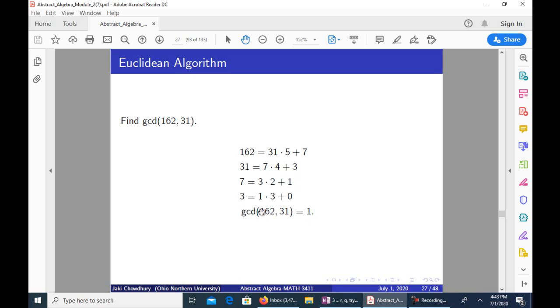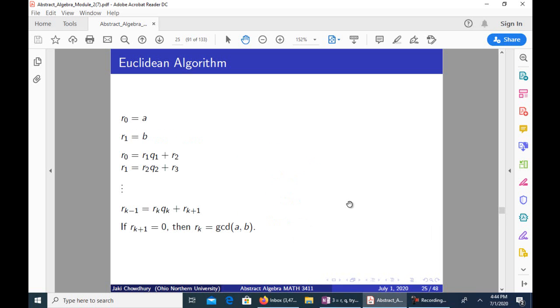The reason is the following. The last equation tells me that the GCD of 1 and 0 is 1, but the GCD of 1 and 0 is the same as the GCD of 1 and 3, so that's 1. The GCD of 1 and 3 is 1, so the GCD of 3 and 7 would be 1. The GCD of 3 and 7 is 1, so the GCD of 7 and 31 would be 1. The GCD of 7 and 31 is 1, so the GCD of 31 and 162 would be 1. So that's how we get 1.